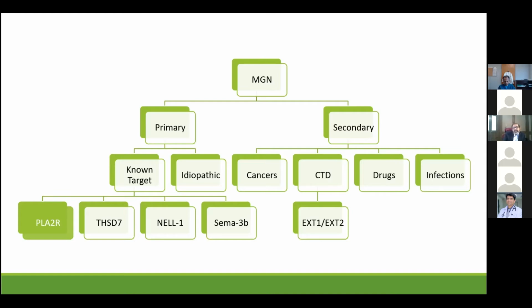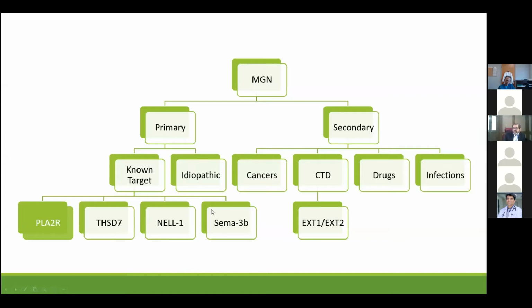And once it engages the antigen in the subpodocyte space, these antibodies, being IgG4 types, don't engage complement through the classic pathway, but do engage complement through either the lectin or the alternate pathway, and that's how they damage the podocyte. So the first target antigen to be described was PLA2R, then THSD7, now NELL1, SEMA3B, and this is going to increase. So this idiopathic bucket is going to get smaller and smaller and smaller.